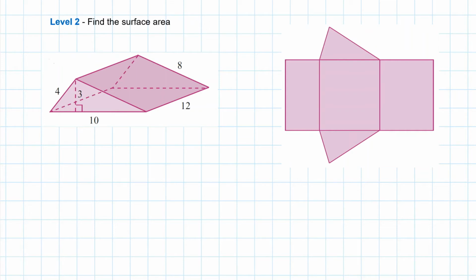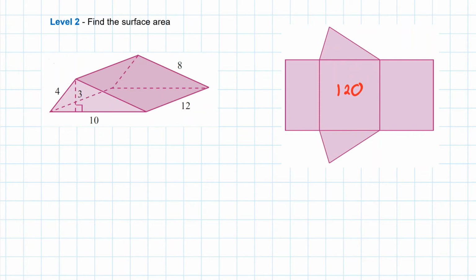All right, let's do the rectangles first. Let's look at the bottom one. The floor of this prism is the one in the middle here. It's a rectangle. It's 10 wide and it's 12 long. So to find its area, we're doing 10 times 12, which is 120.